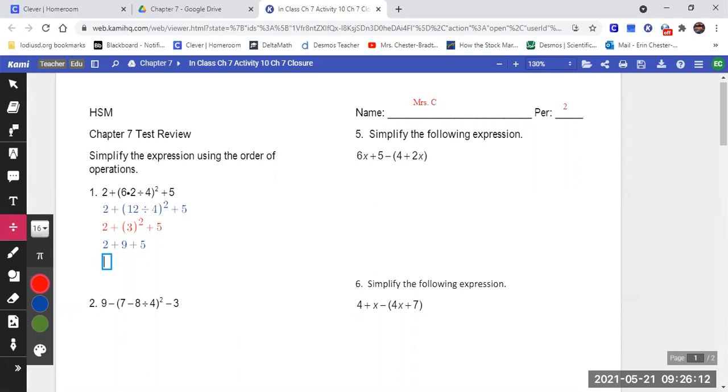Then we have adding or subtracting, like we read it. Do we have adding or subtracting we need to do? Yes. Now, do we have adding and subtracting? No, what do we have? Just adding. So we're gonna just add it. 9 plus 2 plus 5. What do we get? Because they're all the same function, we can do them all at once.